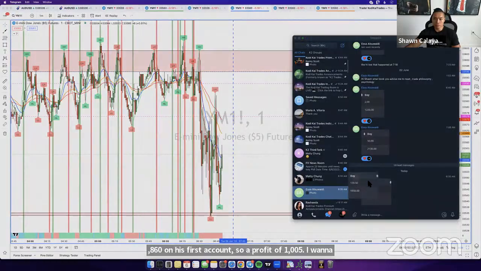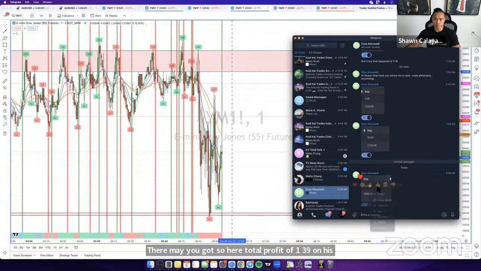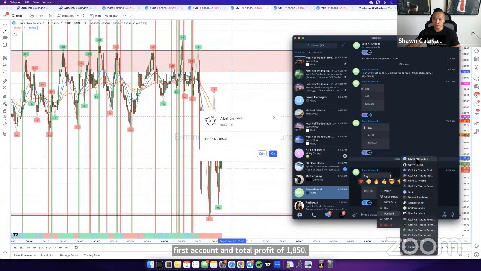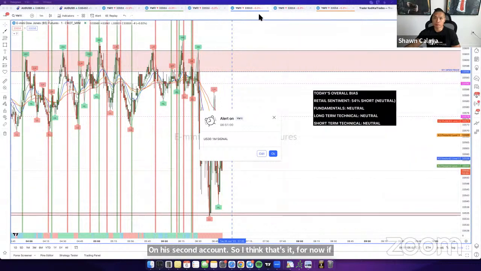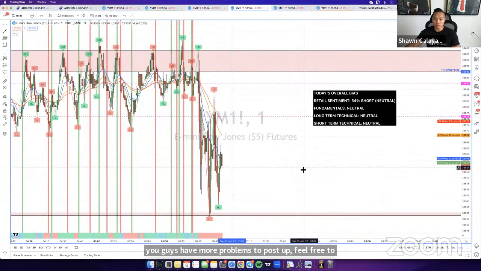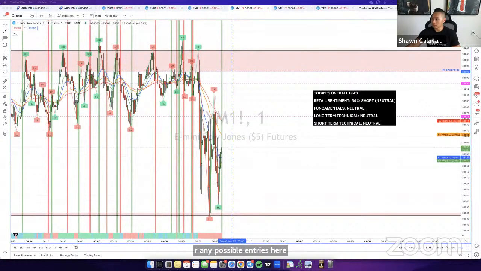We got SO here, total profit of 139 on his first account and total profit of 1,850 on his second account. Nice work, SO. So I think that's it for now. If you guys have more profits to post up, feel free to send them in. Otherwise, we will continue looking for any possible entries here. Yeah, I think that's it.